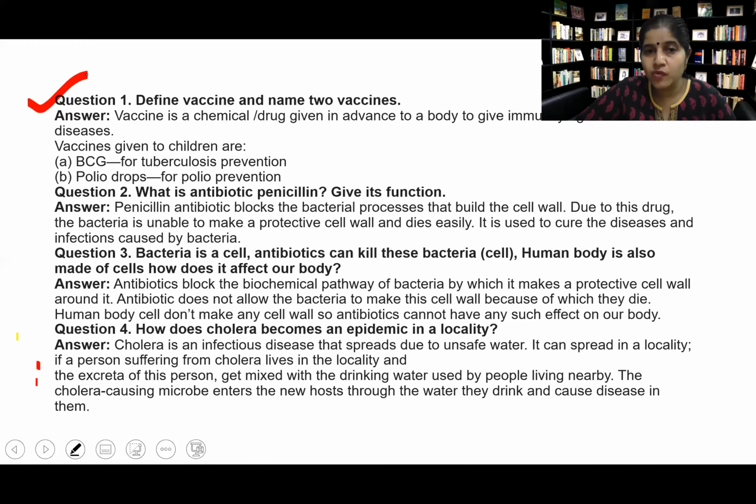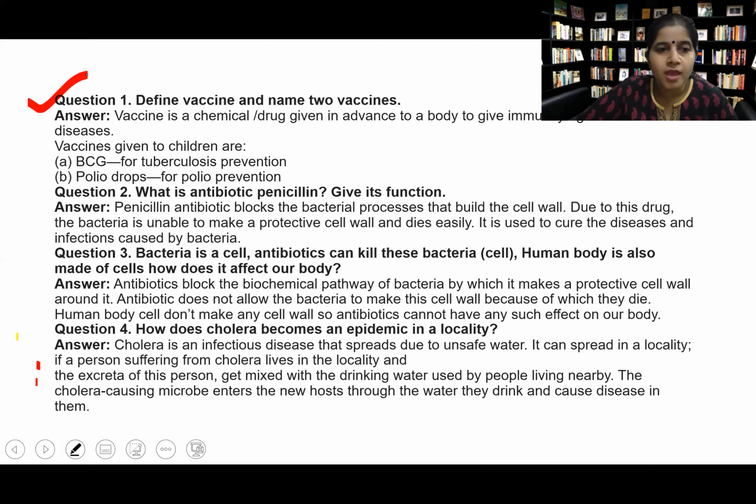What is the function of antibiotics? Antibiotics do not allow bacteria to make this cell wall. So bacteria will not grow, bacteria will die, and human body cells don't make any cell wall. The human body does not have a tendency to make a cell wall. A cell wall is present only in plant cells, and we are animals, so we cannot make a cell wall. So antibiotics cannot have any such effect on our body. There is no effect. So hope it's clear.